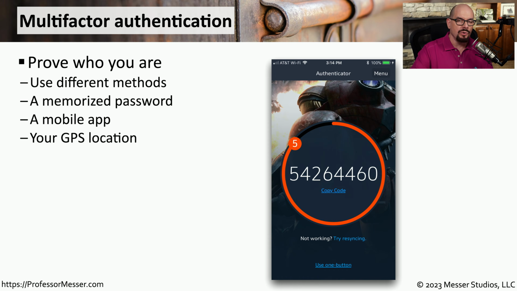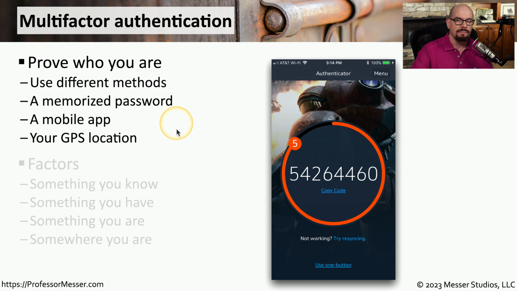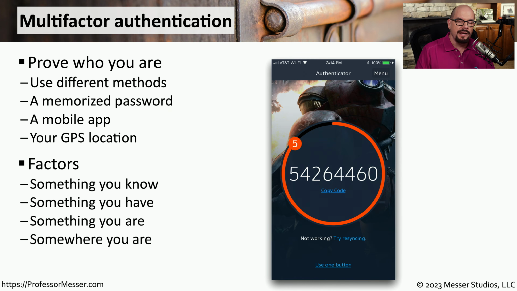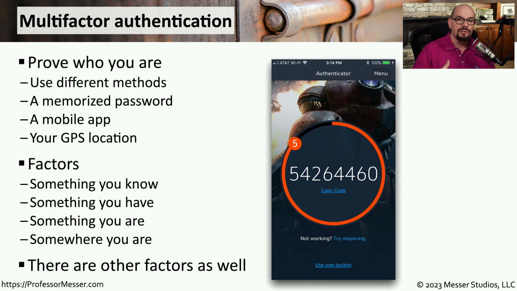When you log into a website, it's very common to use a username and password. There might be a mobile app that provides a pseudo-random code, or it may take into account your GPS location. We refer to these different types of login parameters as authentication factors. And some very common authentication factors might be something you know, something you have, something you are, or somewhere you are. Although these are very popular authentication factors, there are others you could use as well.